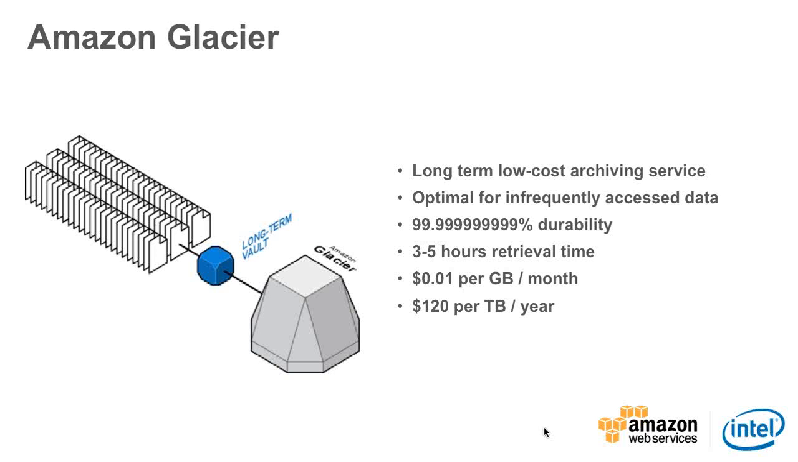Within Amazon Glacier, we talk about 1 cent per gigabyte per month in various regions, which would equate to only $120 per terabyte per year. A great place to archive all your important data that you cannot lose. Because again, Amazon Glacier is designed for 11 nines of annual data durability, just like S3.